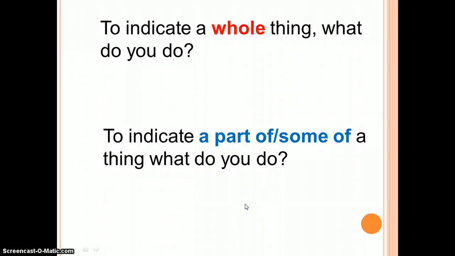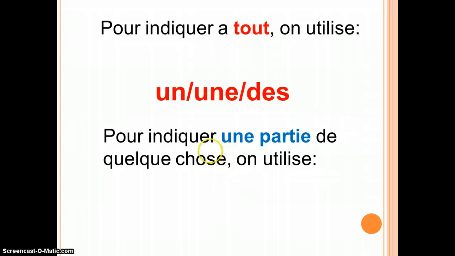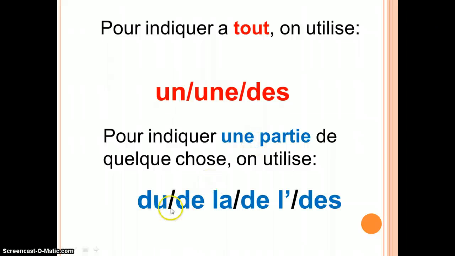To indicate a whole thing, what do you do? And to indicate a part or some of something, what do you do? Well, pour indiquer tout, on utilise un, une ou des. Pour indiquer une partie de quelque chose, on utilise du, de la, de l'apostrophe ou des. Rappelez-vous, remember, un is masculine, une is feminine, and des is pluriel.